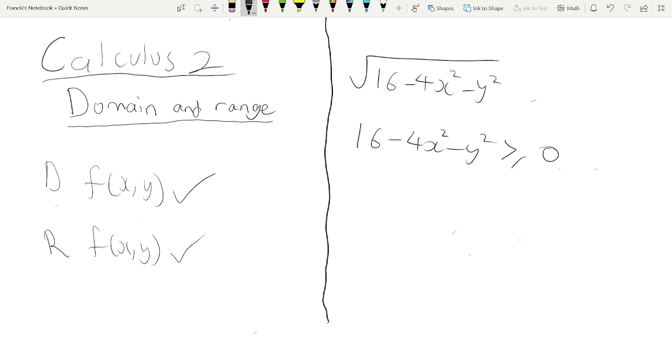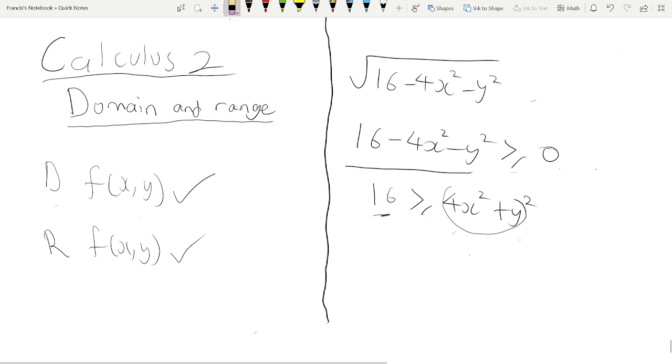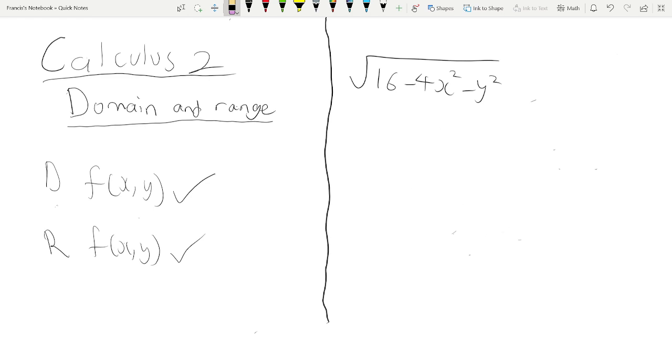So I can say that this is my domain, or I can express it further as 16 being greater than or equal to 4x squared plus y squared, right? Now you realize something over here, that we want this expression to always be greater than or equal to 0, right? And we are saying that 4x squared plus y squared can be less than or equal to 16. So it means that the maximum value that all of this can get to should be 16. So the lowest possible value that we would get is going to be 0, because if 4x squared plus y squared was equal to 16, everything within the square root is going to be 0. So we'll have the square root of 0, which is valid.